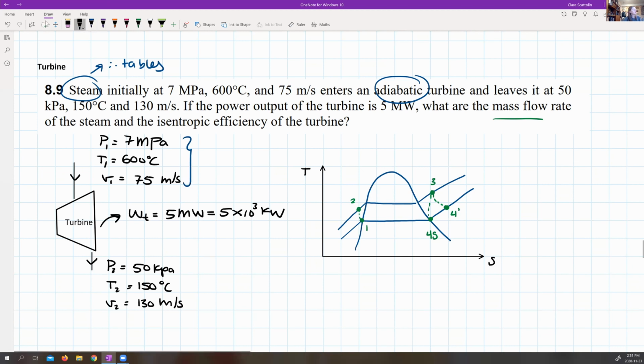So from this, I'm going to see that H1 is 3650.3 kilojoules per kilogram, and I'm going to see that S1 is 7.0894 kilojoules per kilogram Kelvin. This is from the superheated tables.